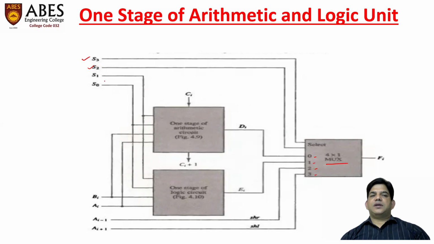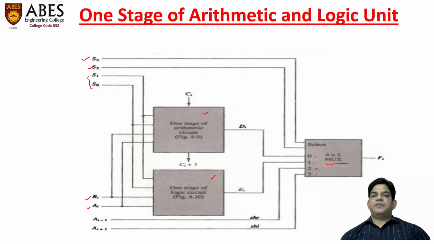And the other two selection lines, S1 and S0, are used for selecting the operations, whether it is an arithmetic operation or a logic operation. For each operation, we need two operands, let's say AI and BI, because here we're talking about one stage of the ALU. So AI and BI are the one-bit operands at a particular bit position I.